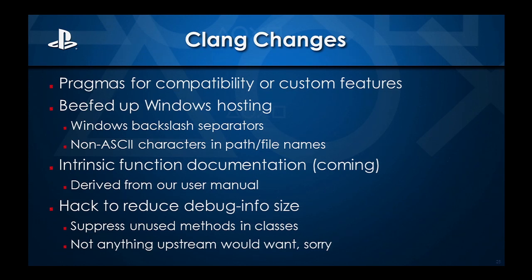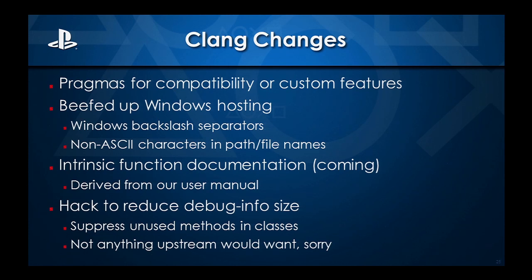In Clang, we've done some stuff with pragmas, especially pragma comment lib. I think this is all coordinated with upstream at this point. Did some work with Windows hosting, everybody's favorite: backslash separators, forward slash quoting. We have to support non-ASCII characters in path and file names. Domo arigatou gozaimasu.